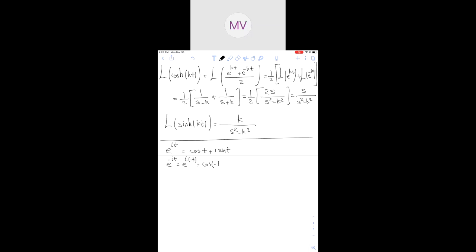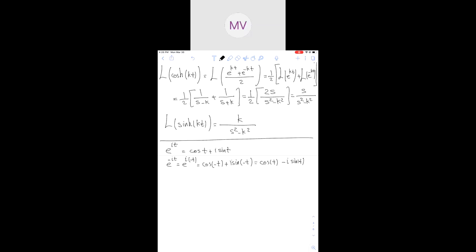It becomes cosine of negative t plus i sine of negative t. Cosine is an even function, so cosine of negative t is just cosine of t, but sine is odd, so it becomes negative of that. So it's negative i sine of t.